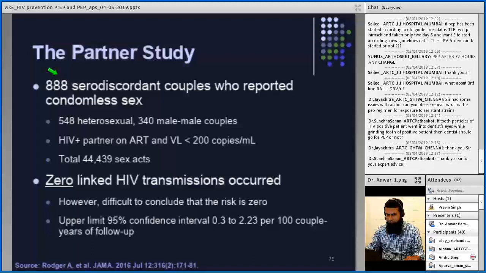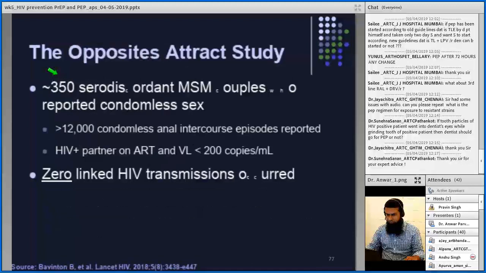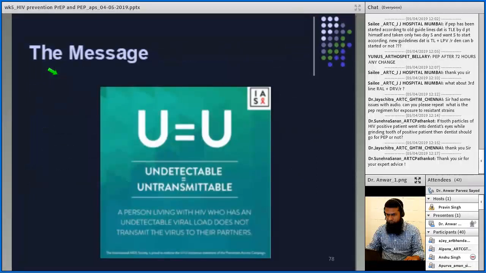So in HPTN 052, what they tried to establish was the transmission after giving ART to those who are HIV positive in a discordant couple, and they reported one linked transmission because of that particular person in the early arm, if you start ART early versus if we start ART to those who have CD4 less than 350. So it was a very strong basis for recommending treat all, as there was a 96% reduction in the infection.